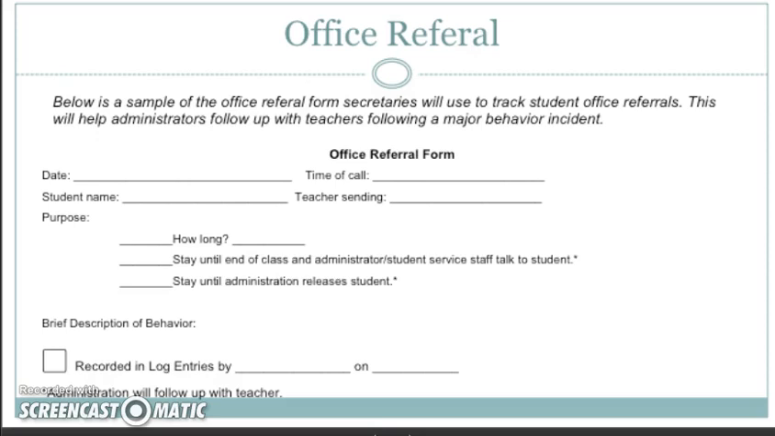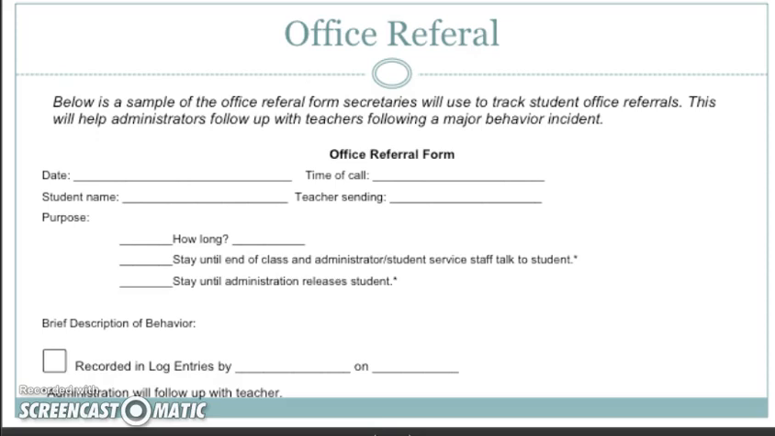Timed office referrals and re-entry to class would not constitute a behavior major. If the student is requested to go to the office, information would be shared with the secretary. In these cases, admin may not follow up on the issue. In other cases, the teacher may wish for the student to complete an office referral in which additional follow-up between teacher and admin is requested.